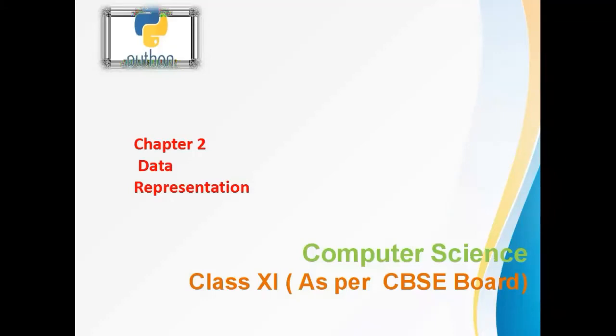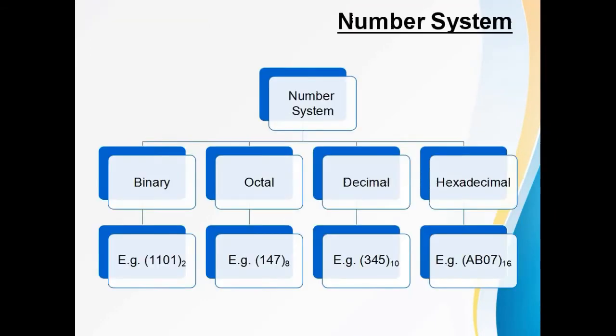In this video, we will discuss data representation. Number system. There are four types of number system: binary, octal, decimal, hexadecimal. In binary, the base will be 2. In octal, the base will be 8. In decimal, the base will be 10. And in hexadecimal, the base will be 16.